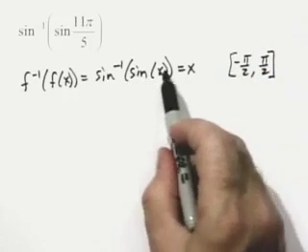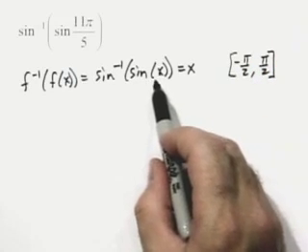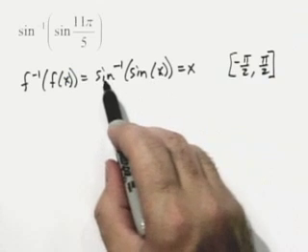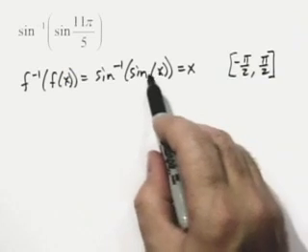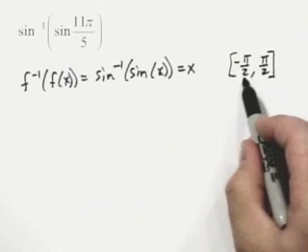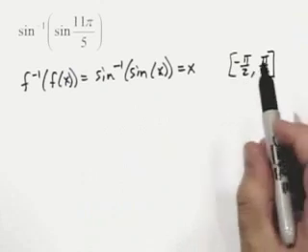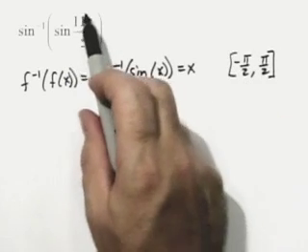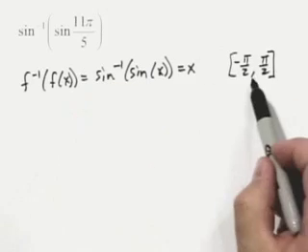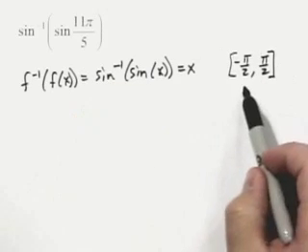Recall that the domain of the sine function is all real numbers, but in order for us to be able to define the inverse sine, we need to restrict the domain of sine x to negative pi over 2 to pi over 2. If we look at our angle, 11 pi over 5, we notice that it's not in this given interval.